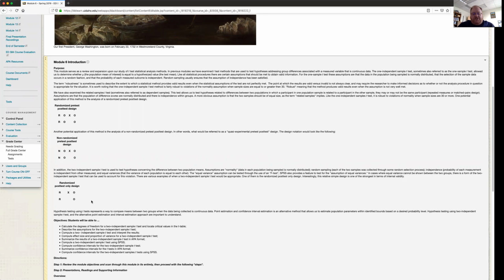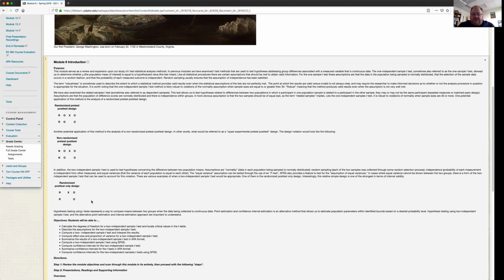The equal variance assumption can be tested through the use of an F-test. SPSS also provides a feature to test for the assumption of equal variances. In cases where equal variance cannot be shown between the two groups, there is a form of the two independent sample t-test that can be used to account for this violation.